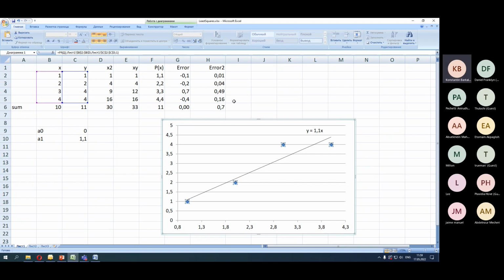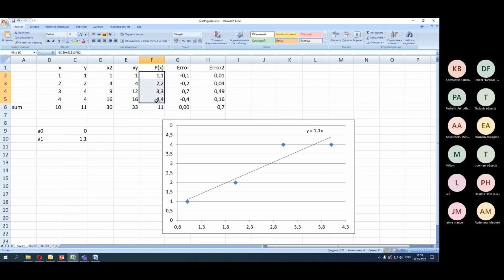Well, on this picture, I want to show you a very important feature of the least squares method. This column corresponds to the approximated value, p of x. How to compute it? x times a1 plus a0. I type the formula in Excel to compute the values.